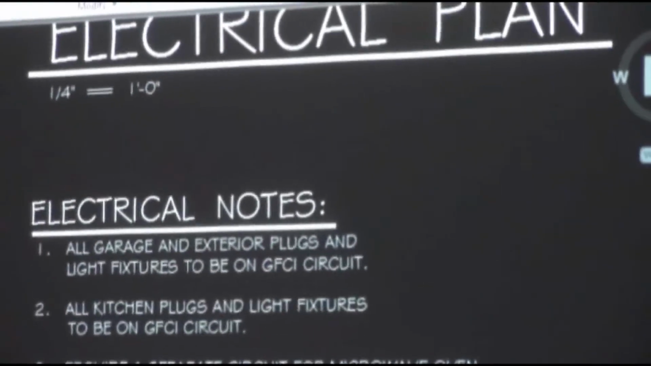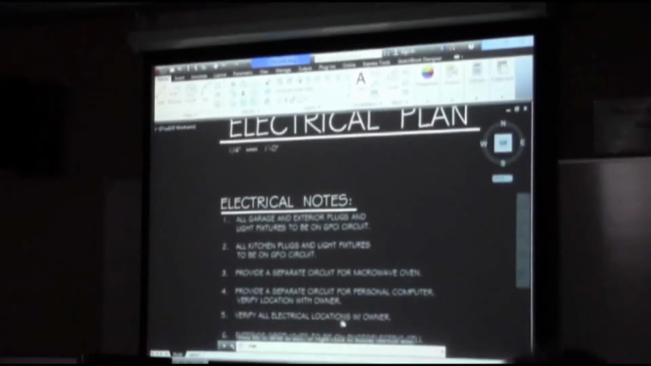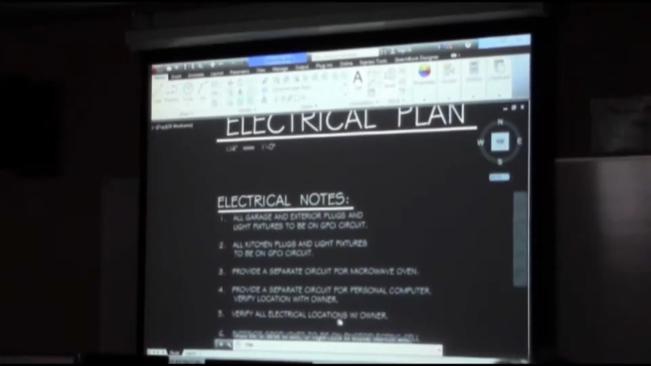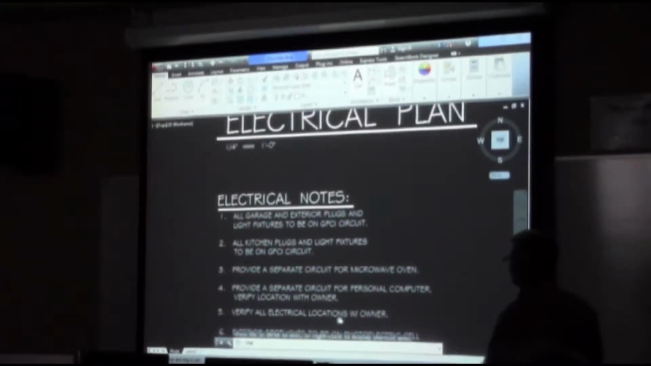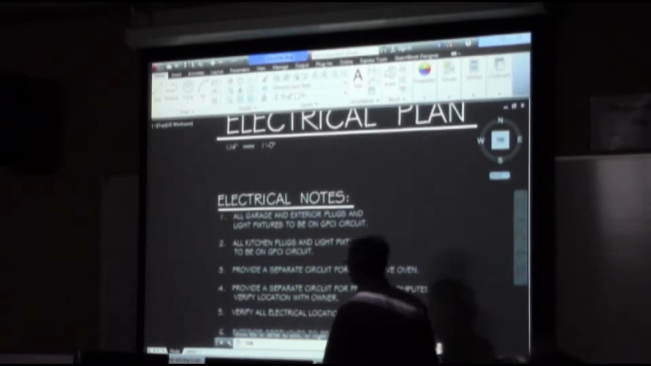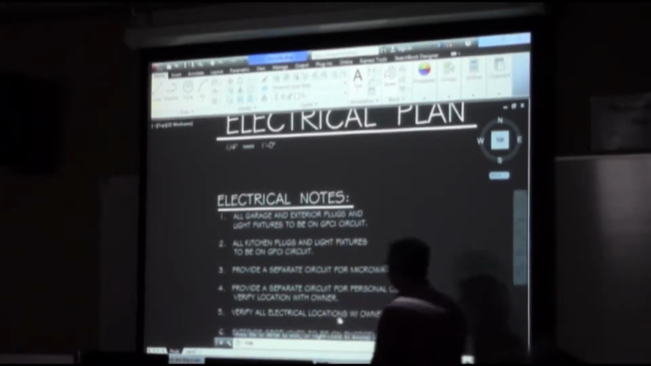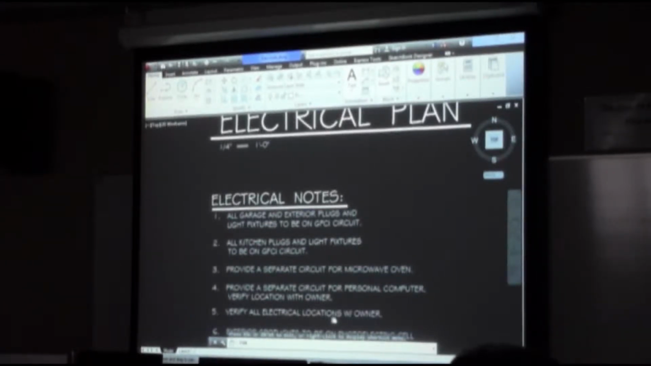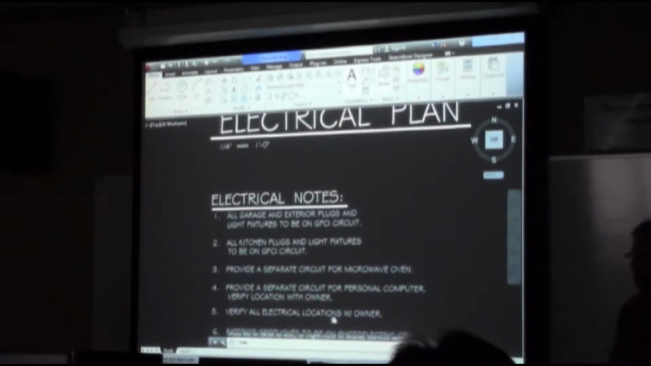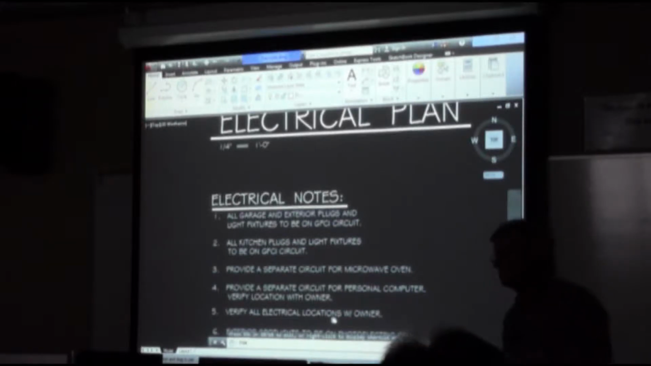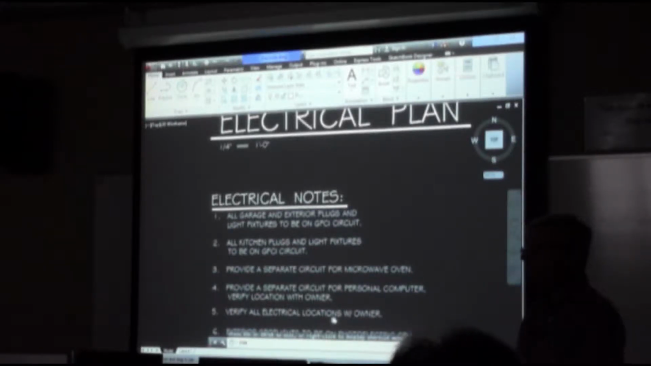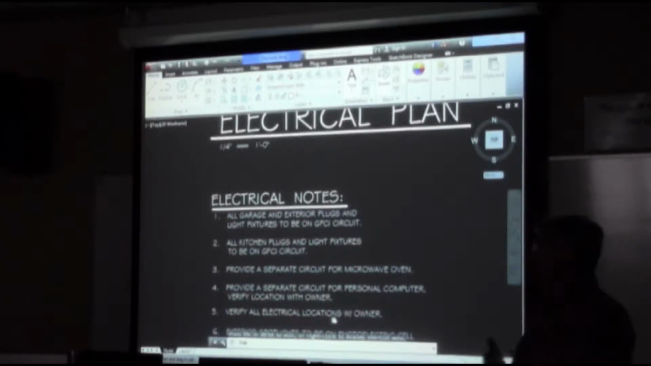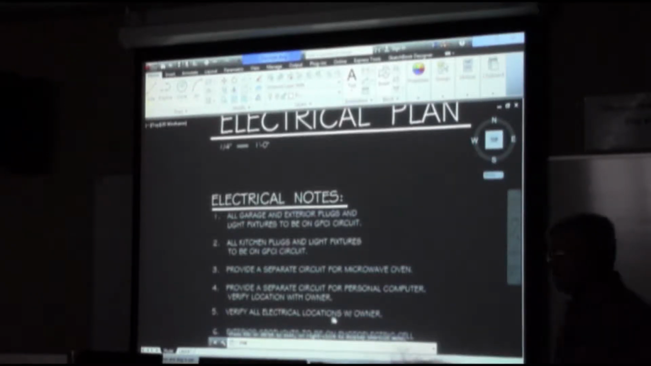require GFI. Okay? I'm sorry, Didi? Yes. I think there's a note actually further down on restrooms. Number three, provide a separate circuit for microwave. Okay. Well, okay. What's a circuit? You're providing a receptacle. Receptacle is going to be proximal to the cabinet where the cabinet is expecting the microwave to be. Okay.